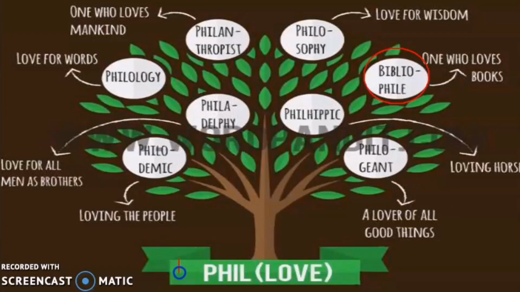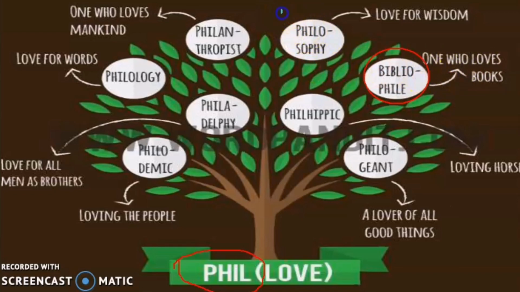Biblio is the root word and phile is the suffix. Now let's see some words connected with phil as the root word. We have heard the word philosophy. Phil means love. Soph, we already learned the word soph. Do you remember the meaning of soph? Soph is a knowledgeable person. So phil plus soph becomes love for wisdom. Philosophy is love for wisdom.